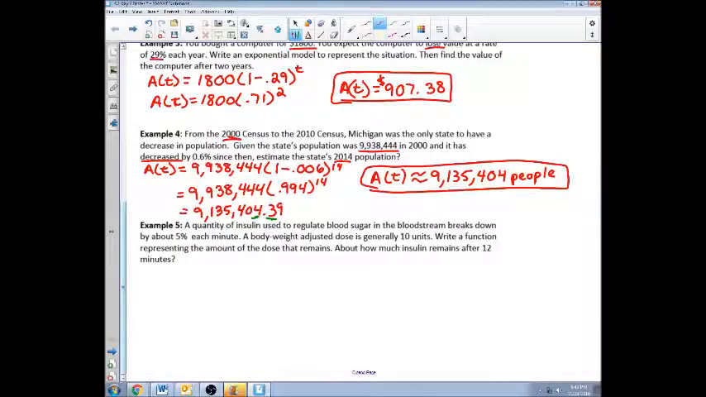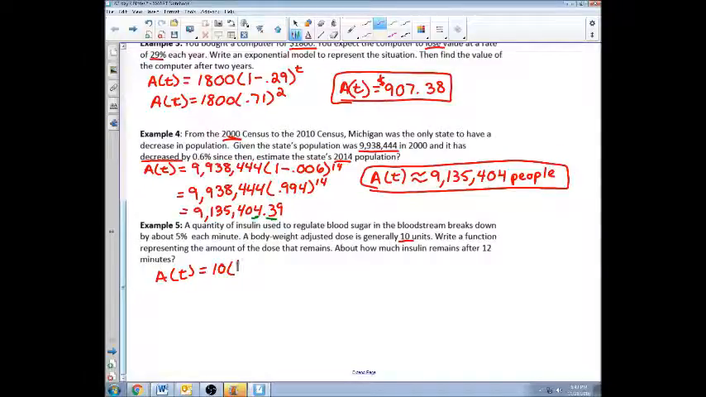Okay. A quantity of insulin used to regulate body sugar in the bloodstream breaks down by about 5% each minute. Anytime you see a percentage sign, that's going to be your rate. A body weight adjusted dose is generally 10 units. Write a function representing the amount of the dose that remains, about how much insulin remains after 12 minutes. So the first thing we need to do is write a function. So it's going to be the A of t would be equal to our initial amount. Do you think 5% is our initial amount? Probably not. I would say it's 10 units.